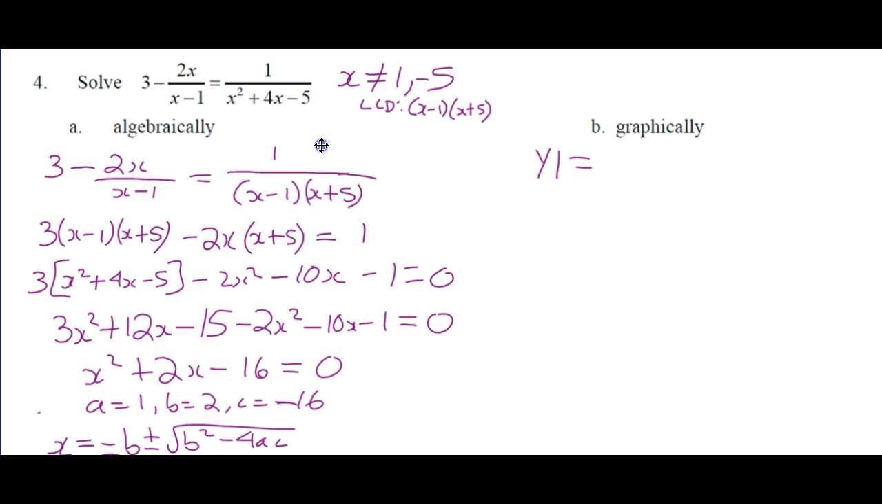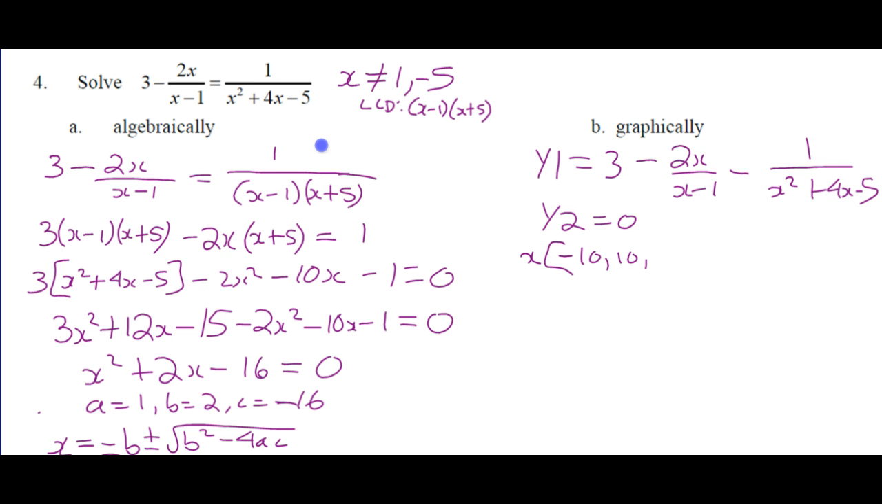So graphically do this: 3 minus 2x over x minus 1, minus 1 over x squared plus 4x minus 5. You're going to graph that. I graph also y2 equals 0. You don't need to put that in because you're just finding the x-intercepts. You set your window accordingly. I think negative 10 to 10 will do. Then you find the x-intercepts.